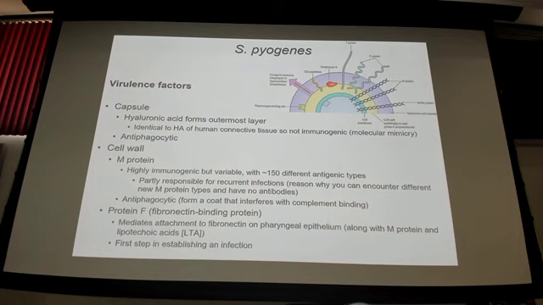And then the last feature when we're talking about the features of the cell wall that contribute to virulence for strep is this protein F. It's just another attachment protein. It's also a bit immunogenic, not as much as M protein, but all you need to know is that F binds to fibronectin, FF. So that's important.